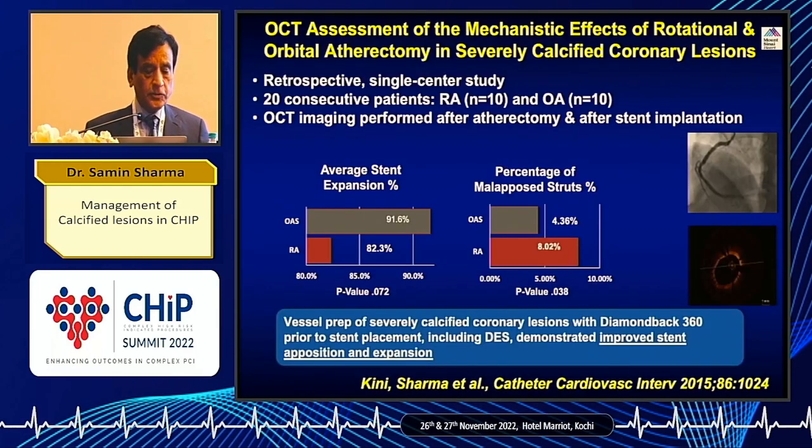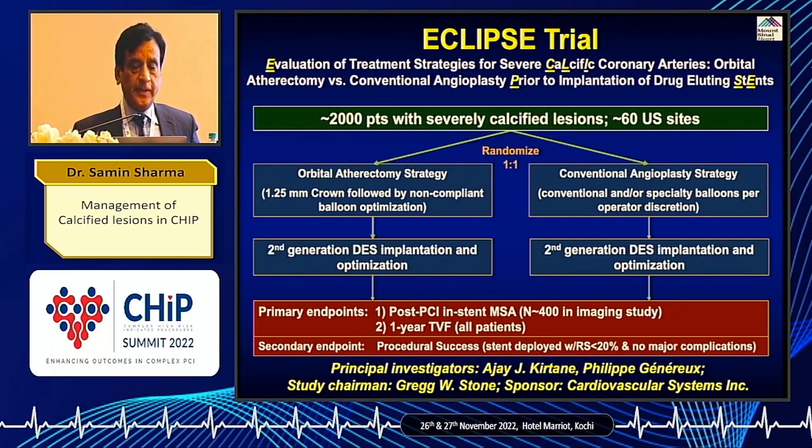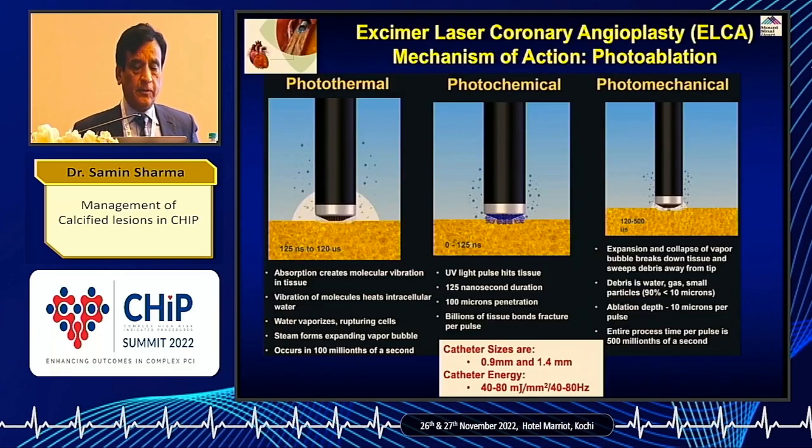Now, we also showed the mechanism based on OCT, orbital versus rotational. Because of the dual mechanism, orbital causes a deeper cut of the calcium, and stent expansion is better and malapposed struts are lower with orbital compared to rotational atherectomy. And there is a trial ongoing at present called ECLIPSE, 2,000 patients, orbital versus conventional angioplasty followed by DES, which will give us long-term data on whether atherectomy is beneficial in these cases.